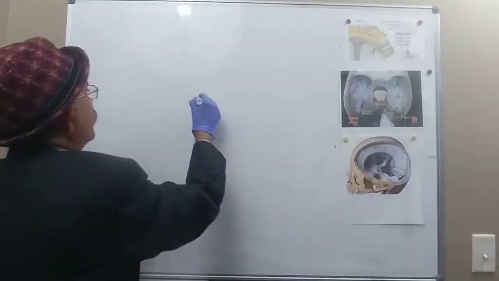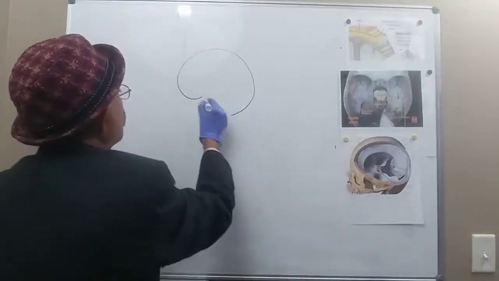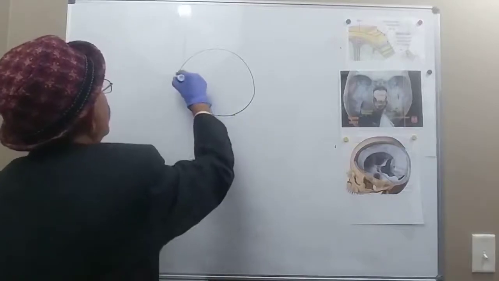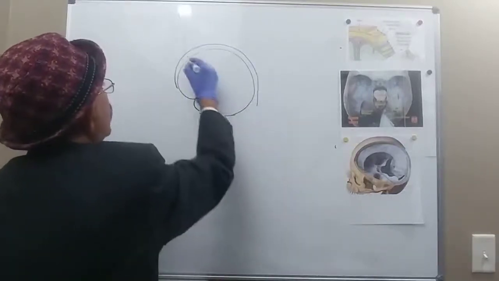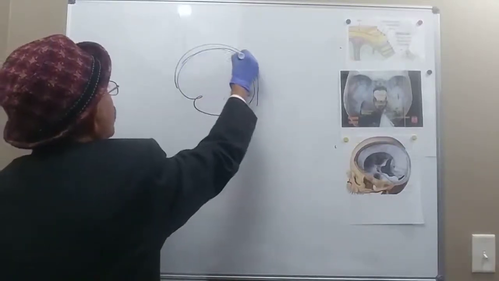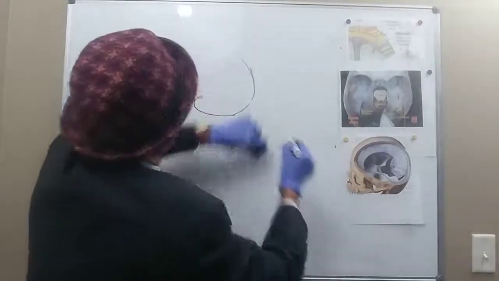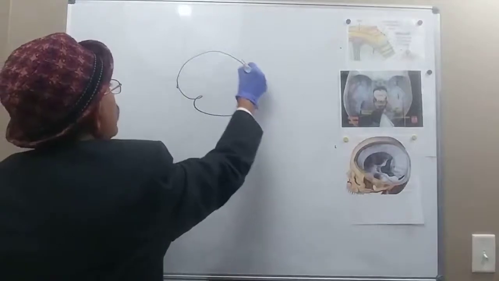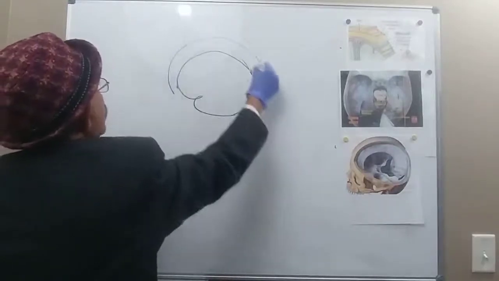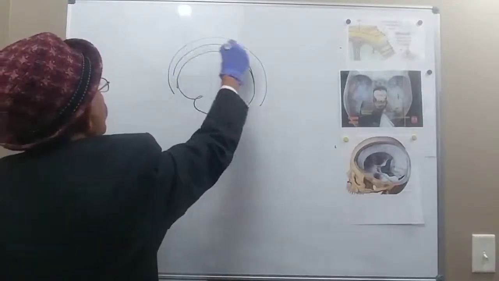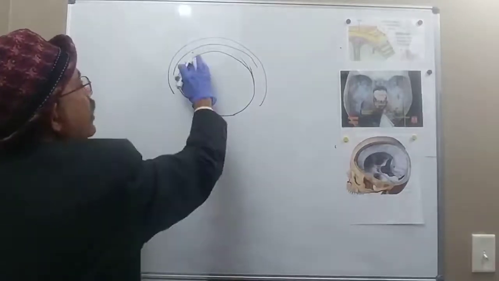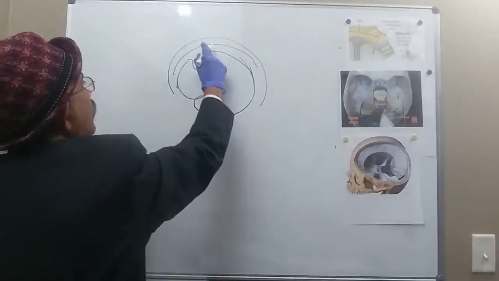So this is the brain substance here. The outer layer is the dura mater, then the arachnoid mater, then the pia mater. Again, outer layer dura mater, then arachnoid mater, then pia mater. Our brain has a lot of sulci and gyri.